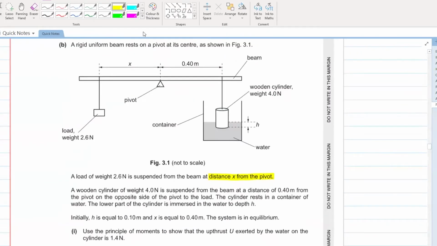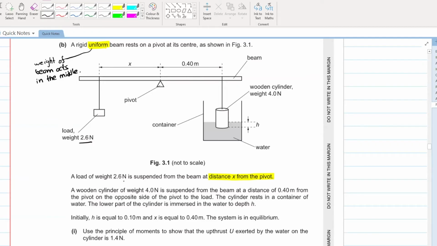Now let's see part B. A rigid uniform beam rests on a pivot at its center as shown in figure 3.1. Perfect. So what is the meaning of uniform? Uniform means that the weight of the beam acts in the middle. Simple. This is a load that has a weight of 2.6 Newton. This is a pivot. Okay, let's read the question out.